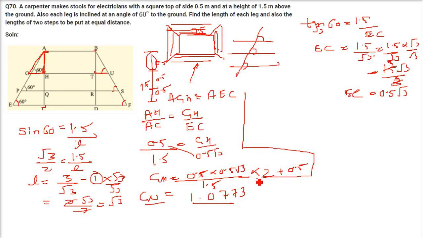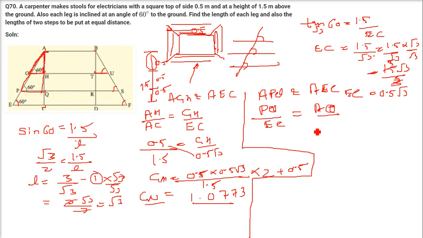Now coming to the second part, that is this one. Now I am taking this triangle and the bigger triangle, which we took already. So I am now taking APQ and AEC. So APQ, that is this triangle. So PQ by EC is equal to AQ by AC. PQ we don't know, we have to find out.